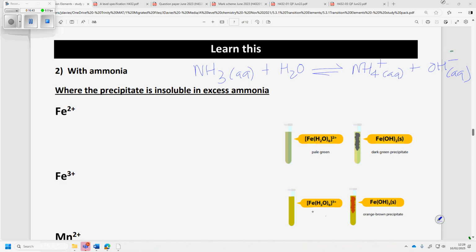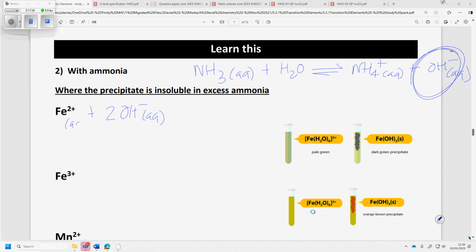And when we put our transition metal ions with ammonia solution, the transition metal ions react with the hydroxide ions. And so the things that we're going to write on this page are exactly the same as what we wrote on the previous page. Iron 2, iron 3, manganese, these three reactions will be exactly the same, bizarrely, as what was on the previous page.